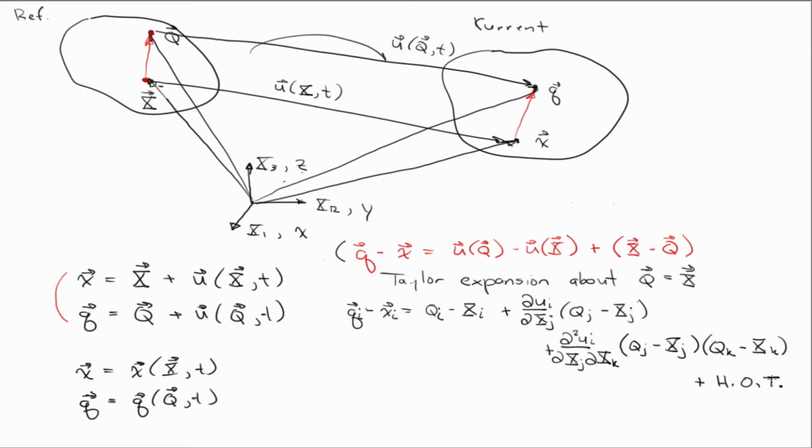Okay, so I wrote that out in component form, and I can simplify it a little bit more if I use something called a Kronecker delta function. So in index notation, we have this thing called a Kronecker delta function, which takes on the value 1 when i is equal to j and 0 otherwise.